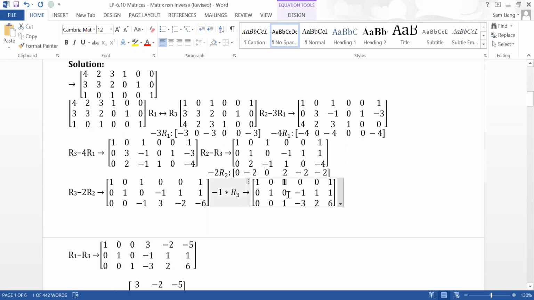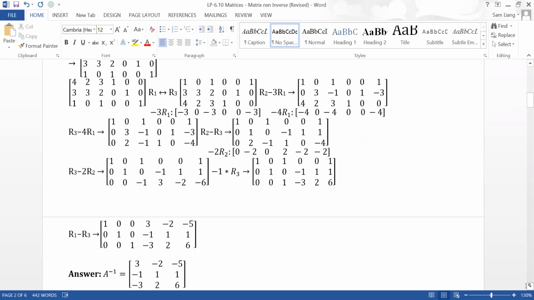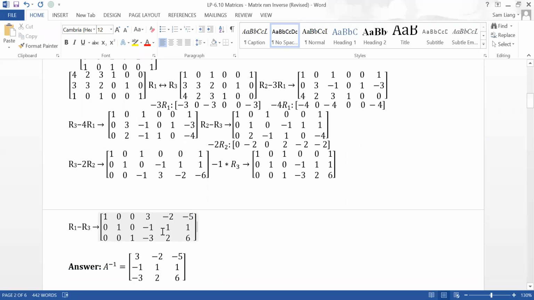So row 1 minus R3: 1 minus 1 is 0. 0 minus negative 3 is positive 3. Careful with the negatives. 0 minus 2 is negative 2, and then 1 minus 6 is negative 5. That completes our Gauss-Jordan elimination, which means we now have our inverse matrix. It's this matrix on the right here, which is 3, -2, -5, -1, 1, 1, -3, 2, and 6. That'll be the inverse matrix of A.